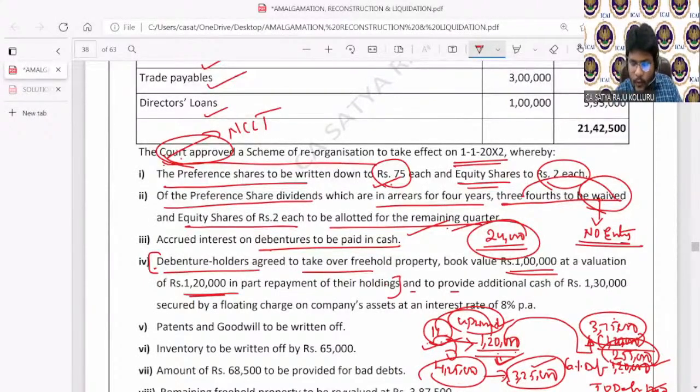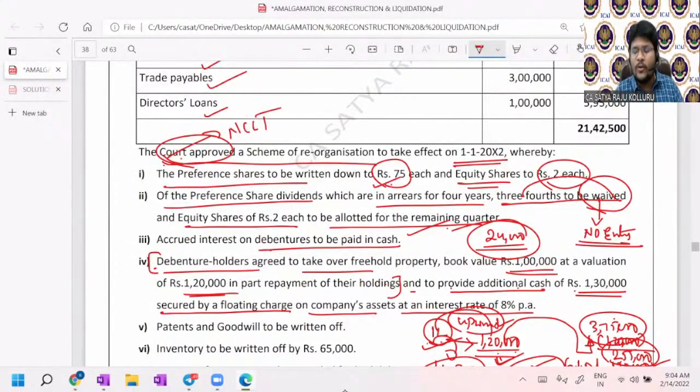And to provide additional cash of rupees 1,30,000 to the company, secured by floating charge on company's assets at an interest rate of 8% per annum. Sir, you need to understand the story written by the poet here. What is his intention? To whom can the debenture holders want to provide additional cash? To the company. It is clearly given that debenture holders are subscribing to additional debentures to provide certain cash to the company.